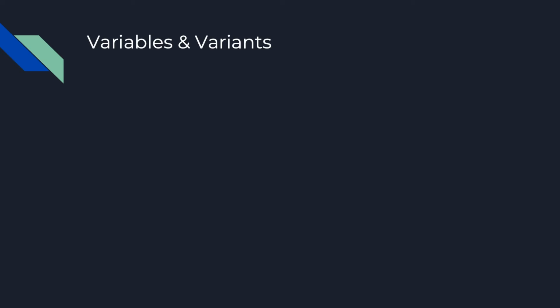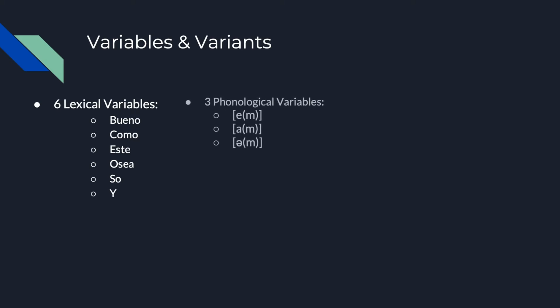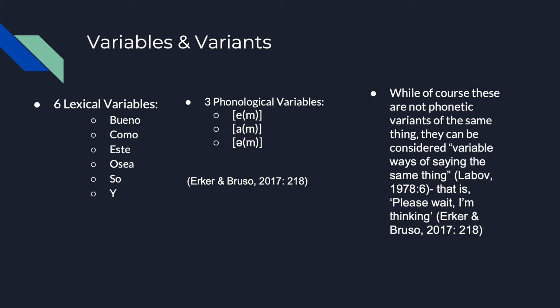In terms of the variables and variants at play, we can see 9 overall. 6 lexical filled pauses: bueno, como, este, o sea, so, as in the English word so, and y. And then we have 3 phonological filled pauses: e or em, a or am, and or. While of course these aren't phonetic variants of the same thing, they can be considered variable ways of saying the same thing. That is, please wait, I'm thinking.